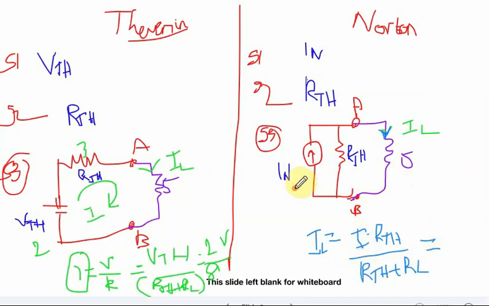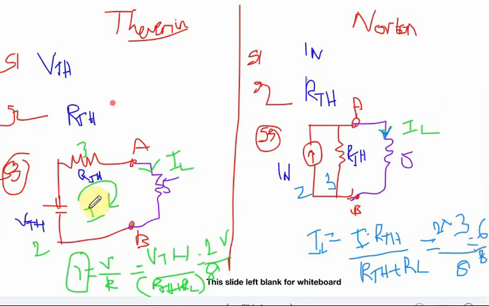This is a current division formula. What is the I value? For example, randomly I am giving 2. This is 3. Here is 5. Substitute 2 multiplied by RTH. What is RTH? 3 divided by 3 plus 5, which is 8. So what is that one? 2 3s are 6, so 6 divided by 8 amps.